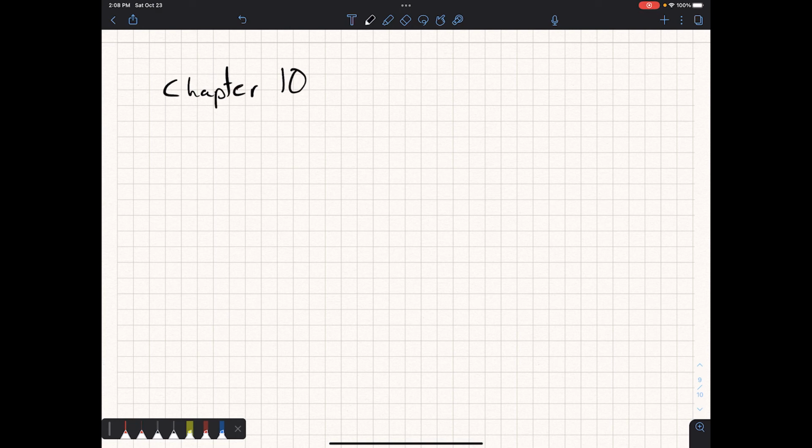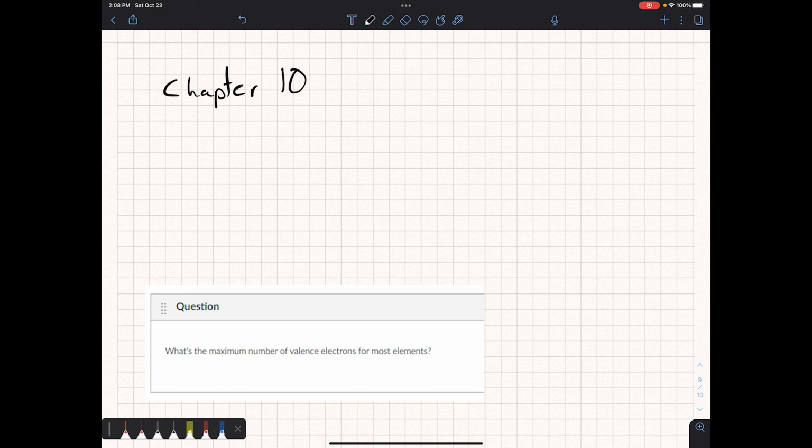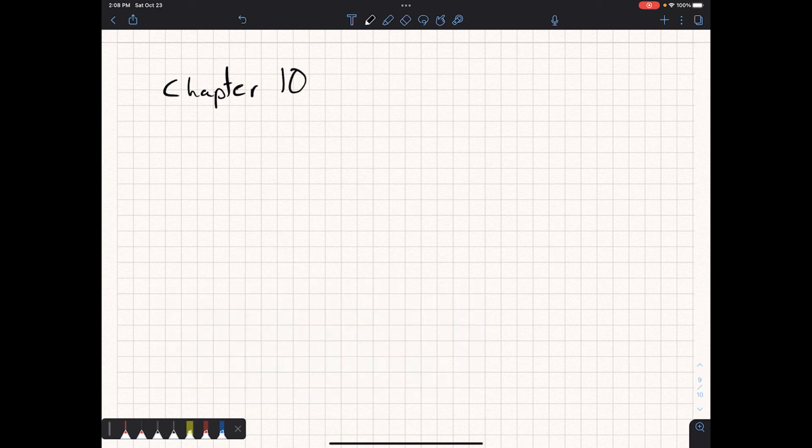So what's the maximum number of valence electrons for most elements? This is a multiple choice question. The maximum number of valence electrons for most elements is going to be eight valence electrons. And that has to do with the number of rows, well, it's related to the number of rows on the periodic table. But if you ever forget, you can always look back to that and remember that we count valence electrons as we move across in the S block and the P block.